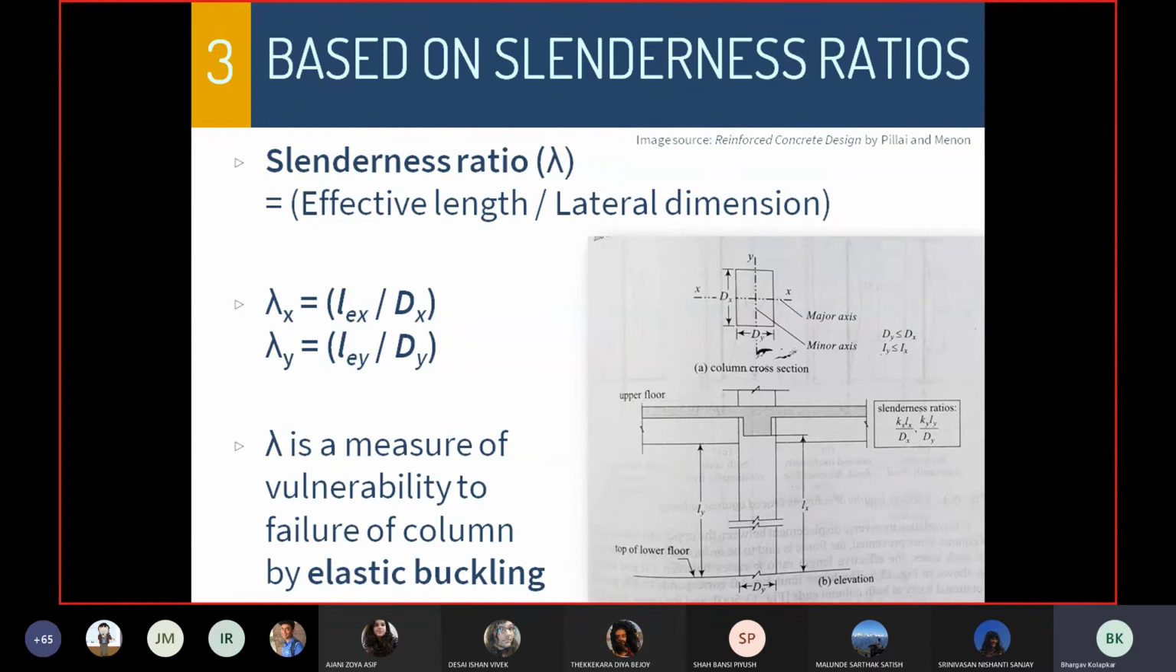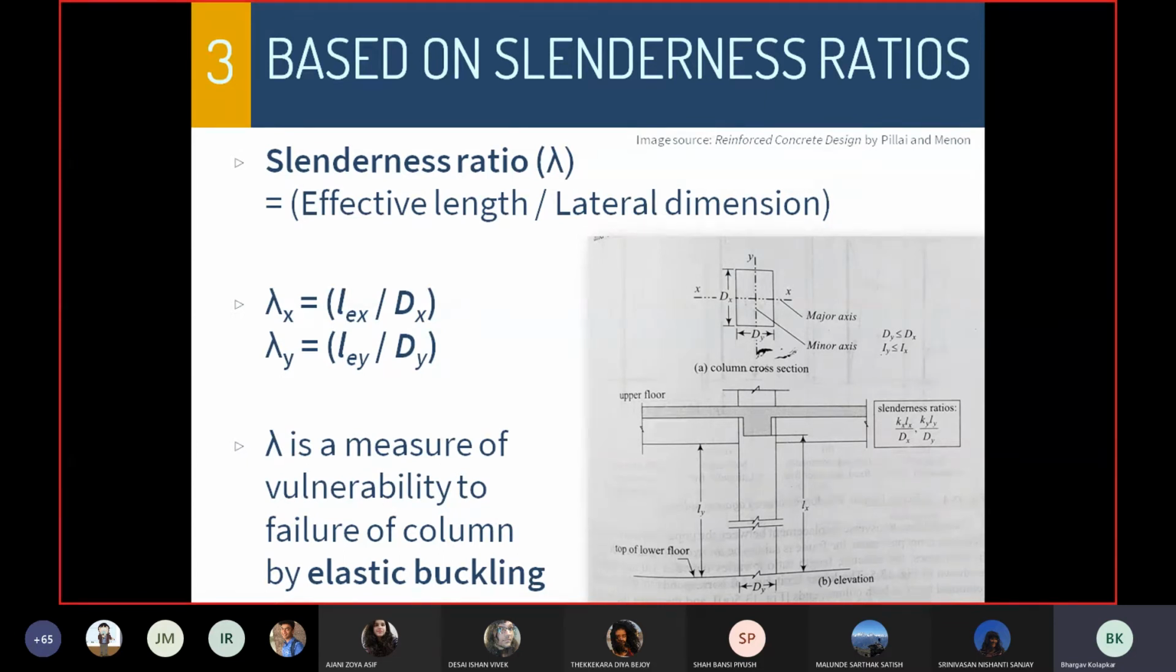IS 456 has simplified this when it comes to designing reinforced concrete columns, because the majority of the columns that we deal with are rectangular. There are not a lot of different types of shapes that we deal with. Therefore, instead of radius of gyration, it simply says that slenderness ratio is effective length upon lateral dimension. That's it. So now we'll have two slenderness ratios.